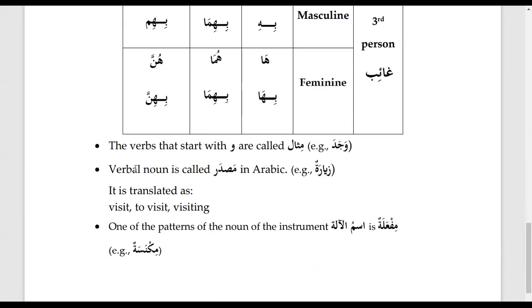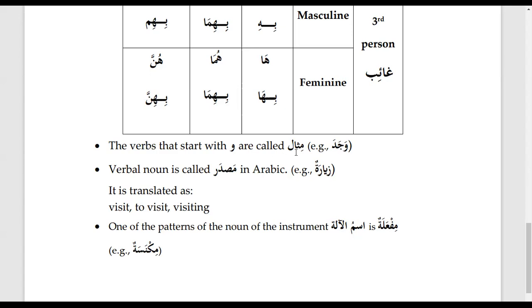Okay, some other added information that we are going to have in this lesson. I will just give you the highlights, and inshallah you need to memorize only the terms, and as we move on, we will learn and talk about them. The verbs that start with waw are called mithal. So you only need to know that there are some verbs that start with waw, and they are a special family of verbs, and that family is called mithal.